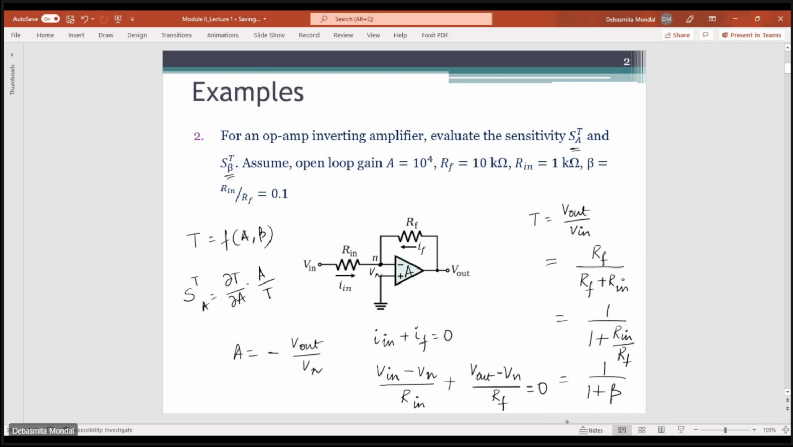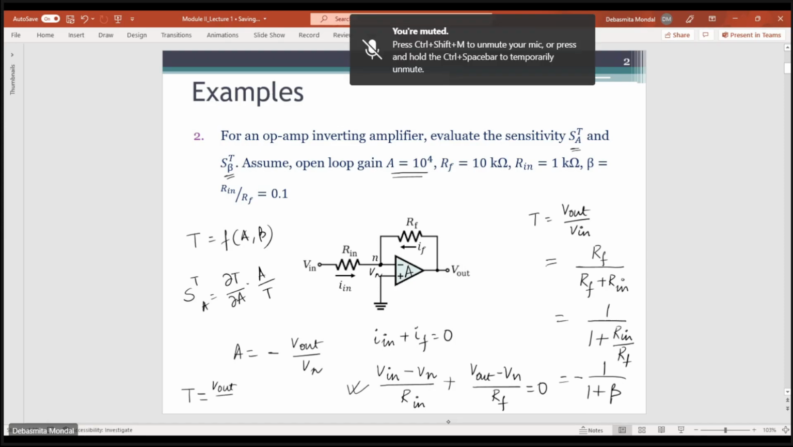Yes. Okay, so now from this equation you can simplify and substitute the value of A as minus V out by Vn, and from there you will find the value of T. Actually, your expression is true, but first of all there should be a minus sign, and it is true only if you take A to be infinite. But here the value of A is pretty large, but still finite. So if you solve this equation, you will get the value of T.